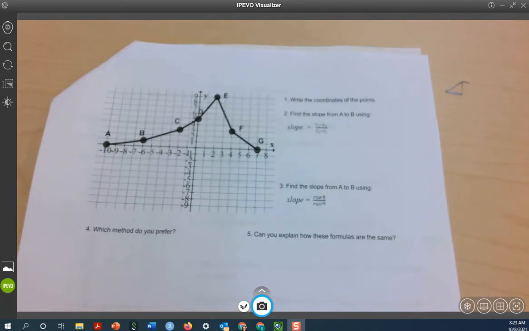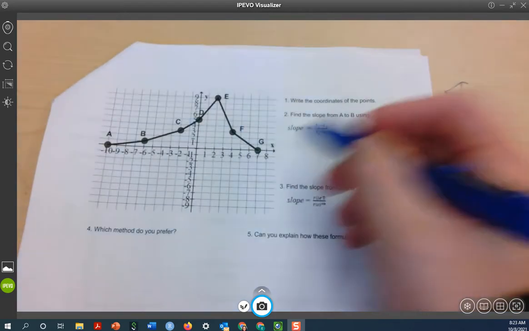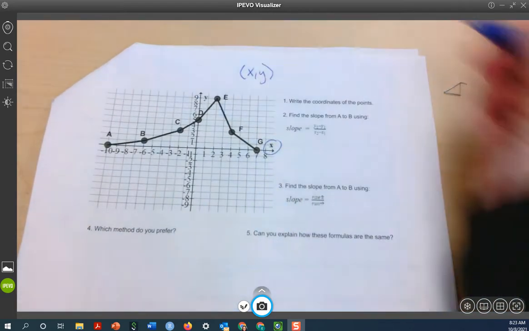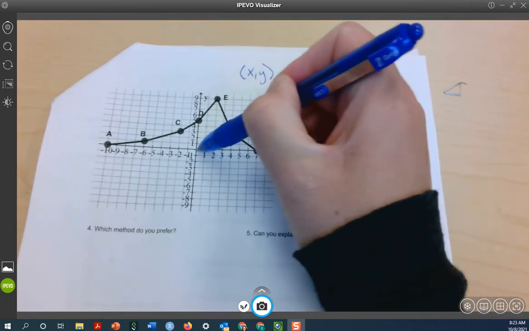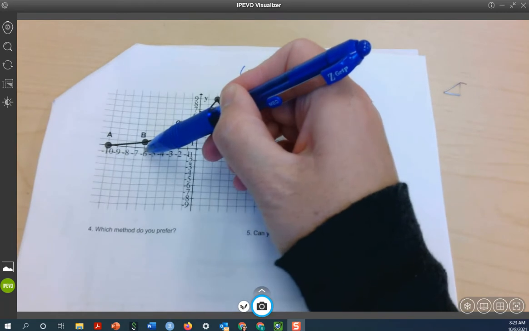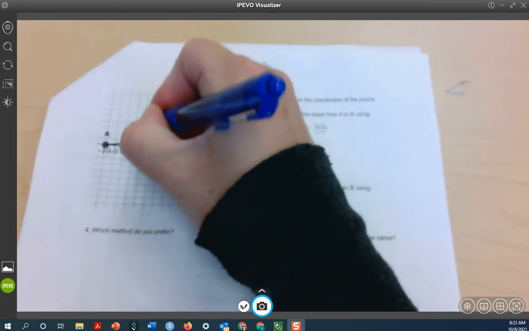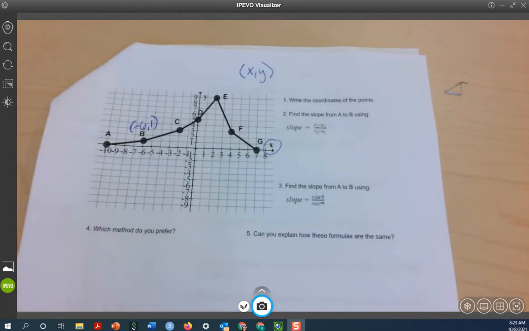I'm just going to give you a little reminder. I'm going to do point B. So the x coordinate comes first. Remember, it's x comma y. And so the x coordinate is starting from 0, you go to -6, and then you go up 1. So this is -6, 1. Okay. All right, so you guys take a minute and see if you can do the rest of those.